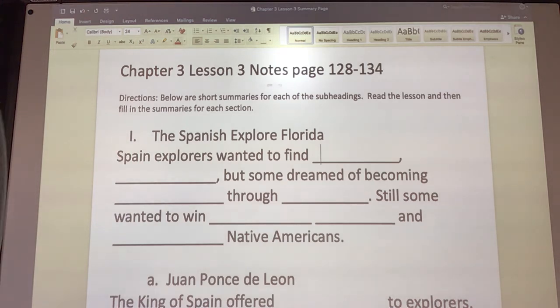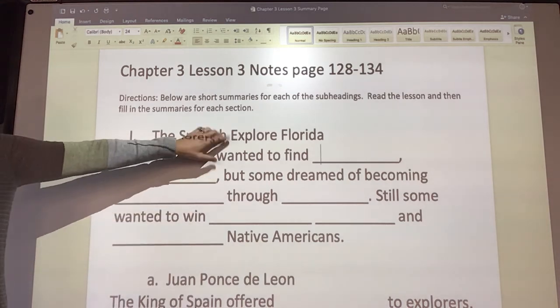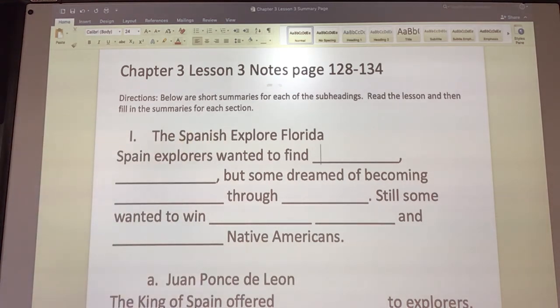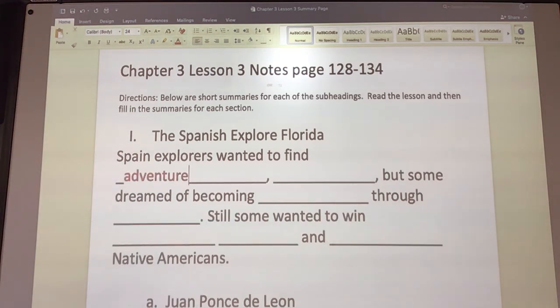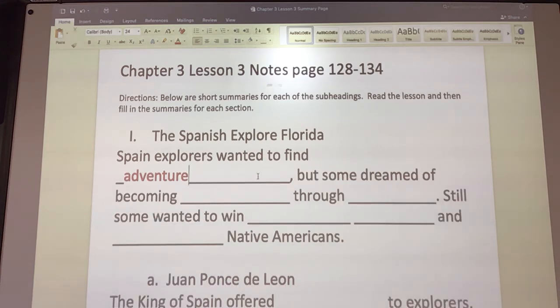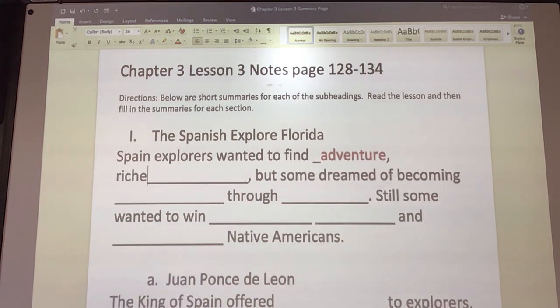Okay, so you looked at this first section here. The Spanish were exploring Florida. What did they want to find? Spanish explorers wanted to find what? We've got a couple of blanks here. John? Spanish explorers wanted to find adventure, riches, but some dreamed of becoming rich through trade. Still, some wanted to win national glory and convert Native Americans.